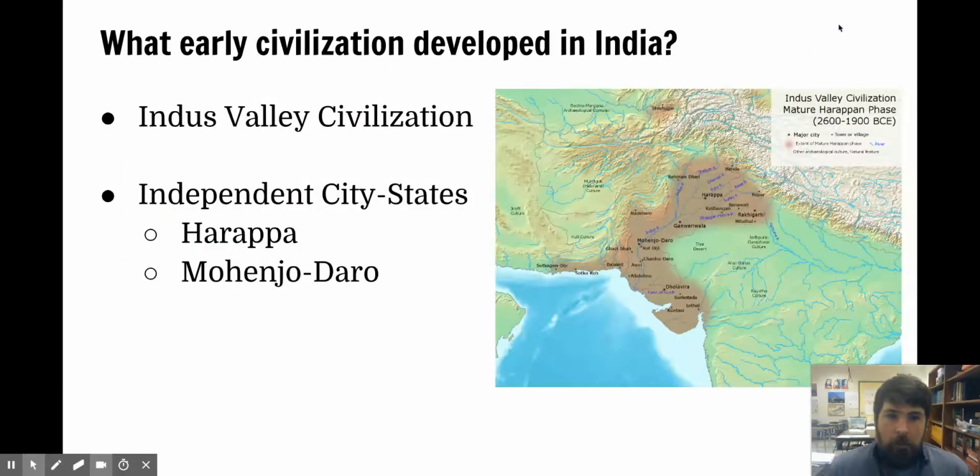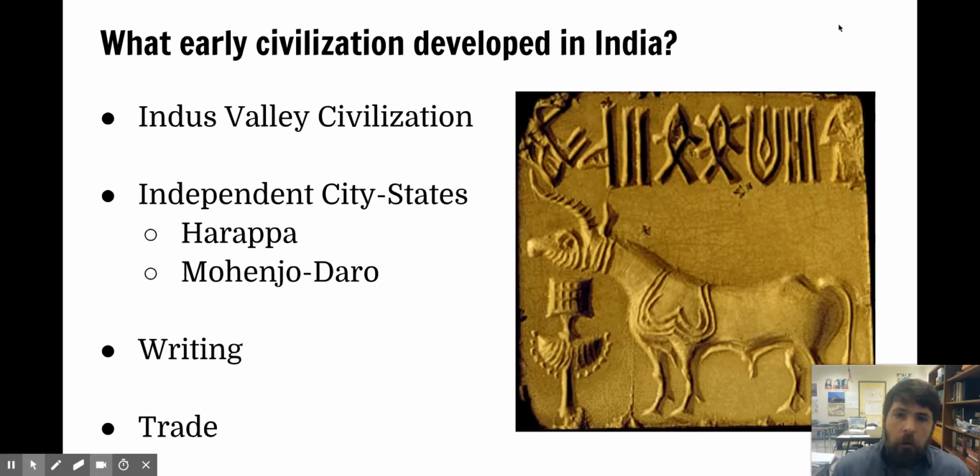These are city-states that are independent of each other, except in this case, there's a lot more of them. There are hundreds of city-states in the Indus Valley Civilization. The 2 really famous ones that you need to know are called Harappa and Mohenjo-daro. And those 2 city-states are the most famous and have had the most research, the most archaeological study done of them. And most of what we know about Harappa and Mohenjo-daro comes through archaeology.